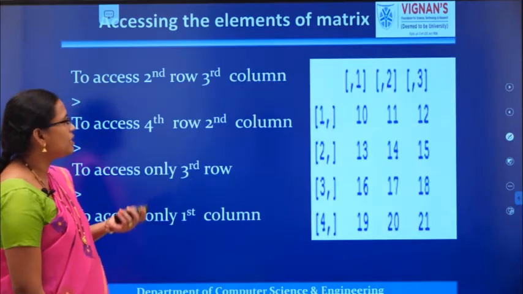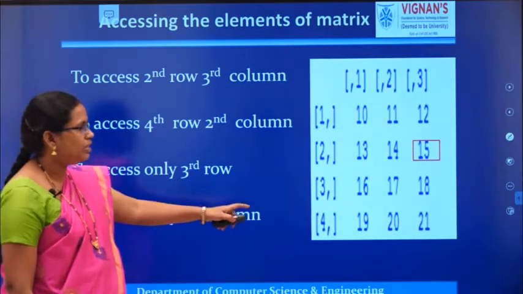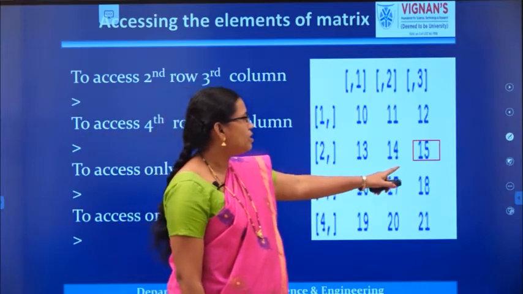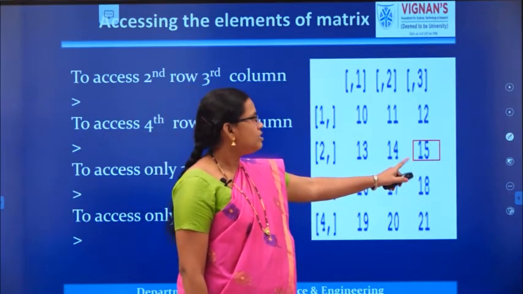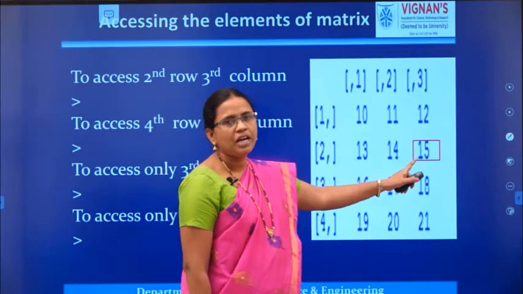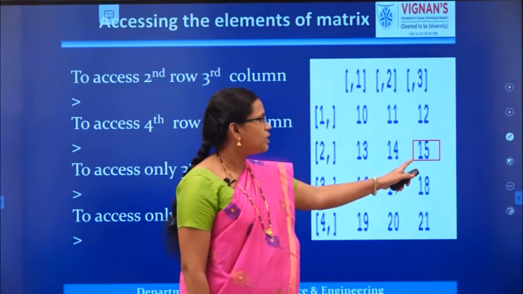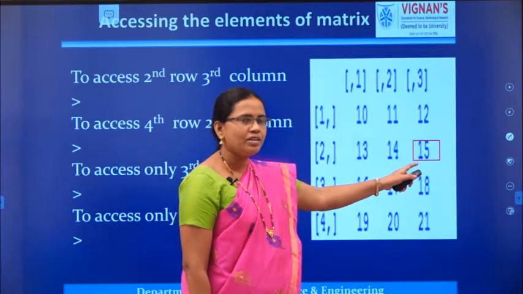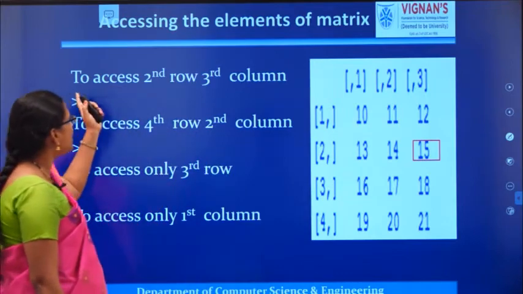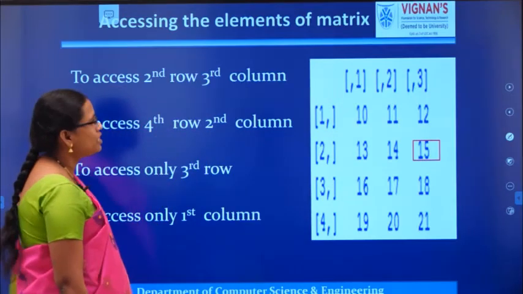And next let us see some examples here. This is my matrix, and I want to access this element. What is the element here? The element is second row, third column. I want to access this 15. Then what is the command that you have to give? So to access second row, third column, what is the answer?